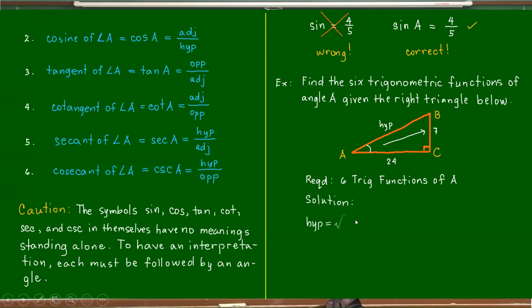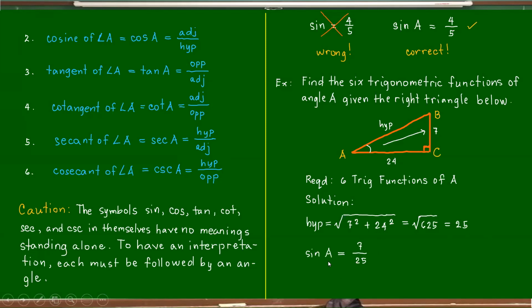So first, let's determine the hypotenuse. Hypotenuse is equal to, by the Pythagorean theorem, the square root of 7 squared plus 24 squared. So this side, square it, plus this side, square it again, then take the square root of the sum. So again, 49 plus 24 times 24, the sum is 625. The square root is 25.